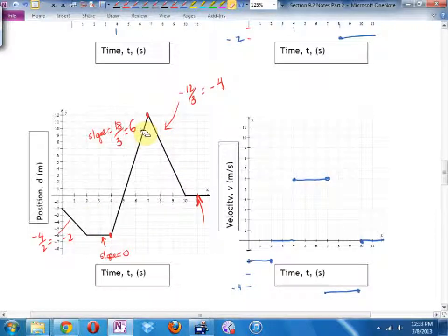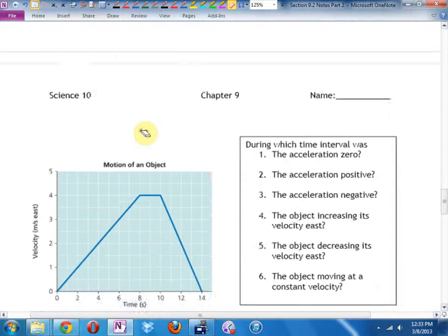On your test, I'm probably going to give you a couple of graphs to identify or to analyze like this. Let's try a couple more. Turn the page.